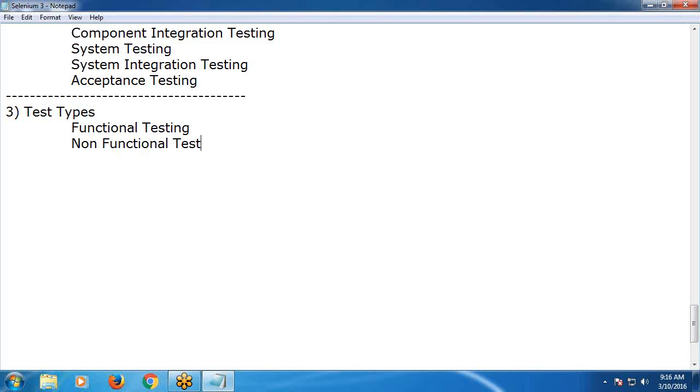Non-functional testing. See, in functional testing there are some test types, functionality testing and security testing. Security testing also comes under functional testing. Some are saying non-functional testing, but as per industry standards, security testing also comes under functional testing. Database testing.